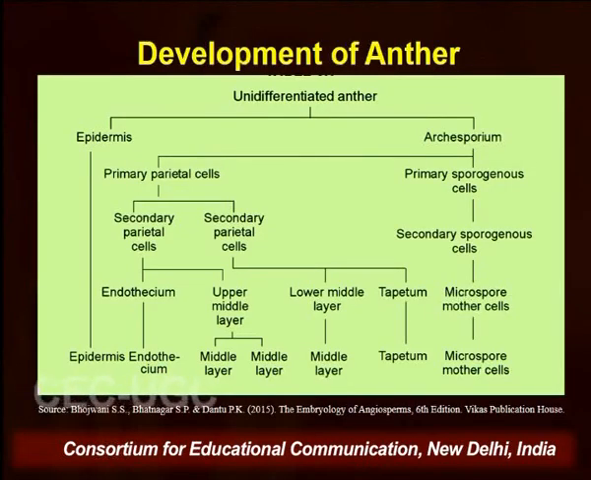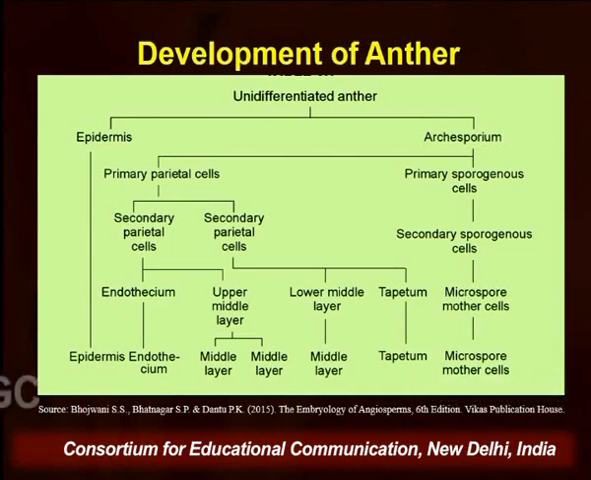Now we will talk about the development of anther. Basically, anther develops from a homogeneous mass of tissue, which is an undifferentiated anther, and this homogeneous mass of tissue is present within the epidermis. Epidermis is the outermost layer, it is protective in function, and there are some groups of cells present inside the epidermis, that is, they are hypodermal in origin, which form the archisporium.